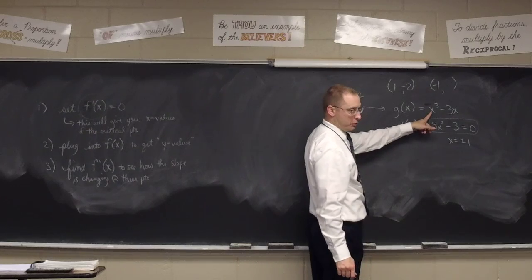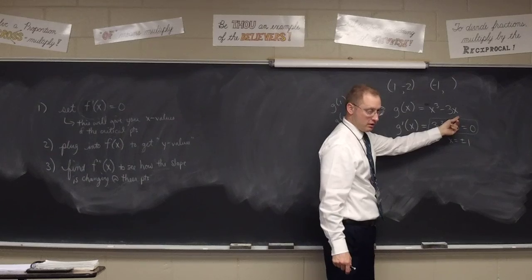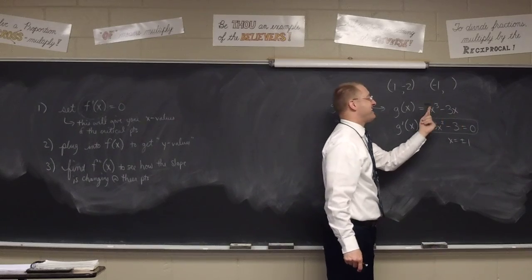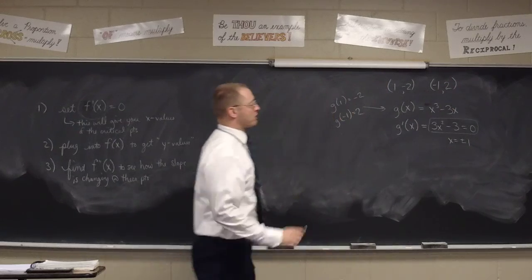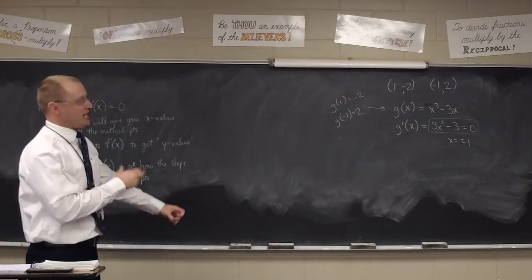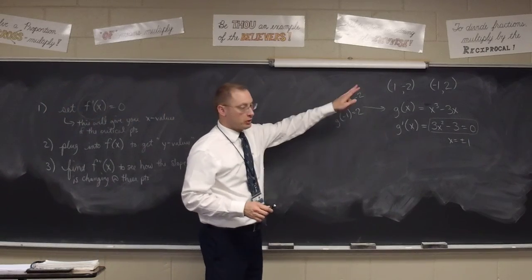Well, you cube negative 1, that's negative 1. Negative 3 times negative 1 is positive 3, and negative 1 plus 3 is 2. All right, now it doesn't always work out nice and symmetric like that: 1, -2, and -1, 2. It has happened to in this particular instance. So those are my 2 critical points.